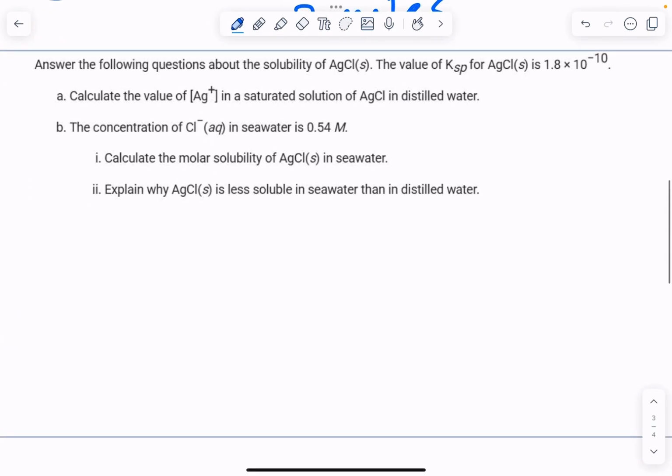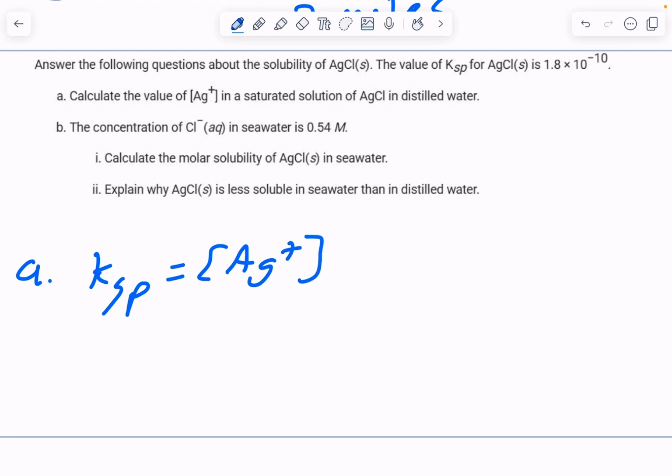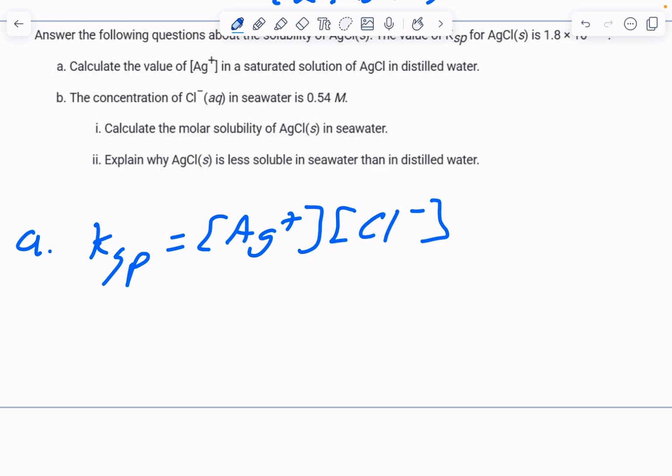Looking at this short answer question, answer the following questions about the solubility of AgCl solid, or silver chloride. The value of KSP for silver chloride is 1.8 times 10 to the negative 10. Part A, and I'm going to do it down here, just away from everything. So part A, we want to calculate the value of the Ag plus in a saturated solution of AgCl. Okay, so we have everything we need. We need to know that the KSP for this is just Ag plus times Cl minus. And they give us the KSP, so we should be able to easily solve for our silver concentration.